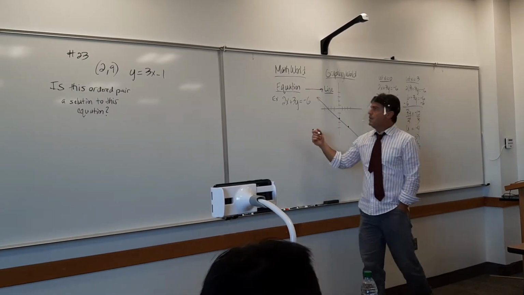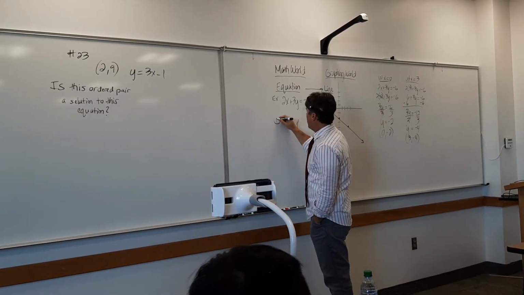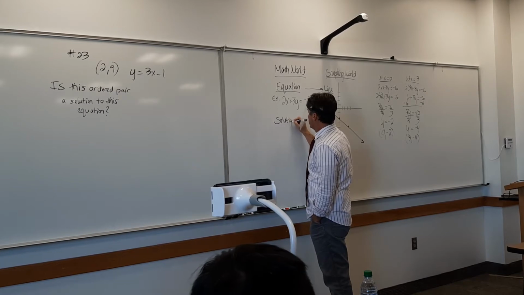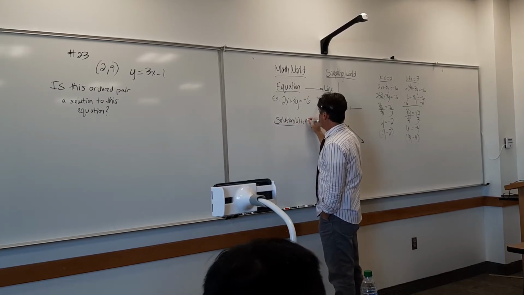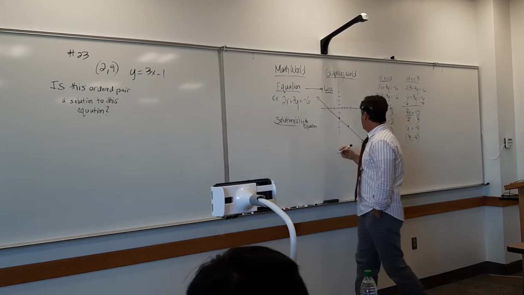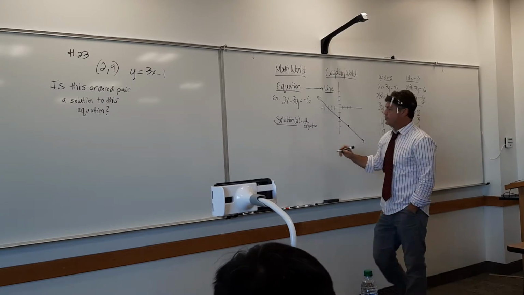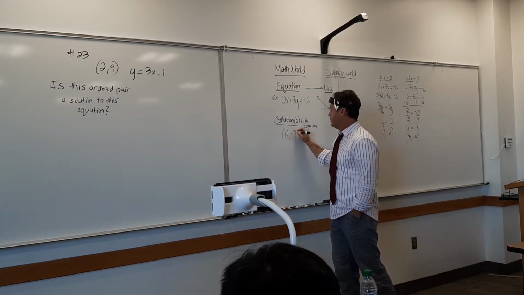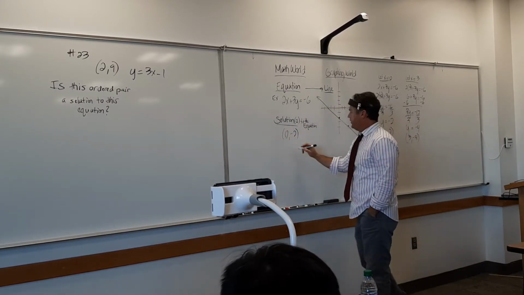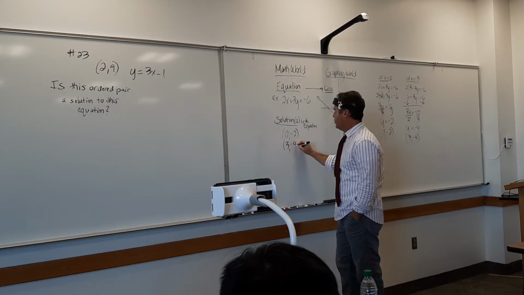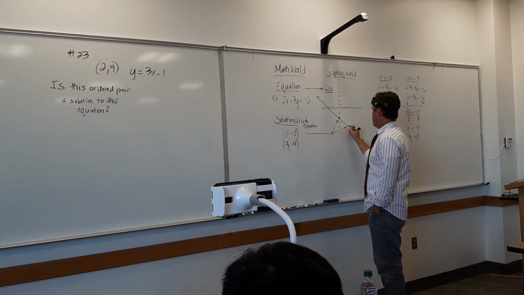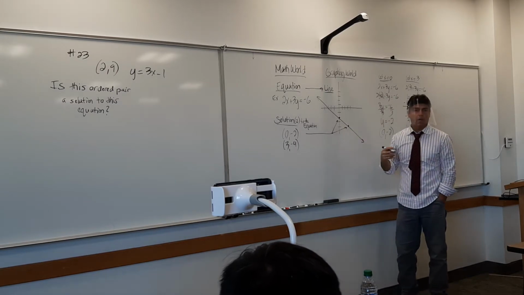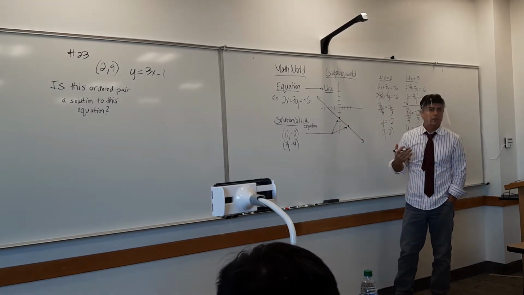Okay? In the math world, we would call these solutions to the equation, like 0 and -2 is a solution to the equation. 3 and -4 is a solution to the equation. In the graphing world, we have them right here. What are those? They're ordered pairs.